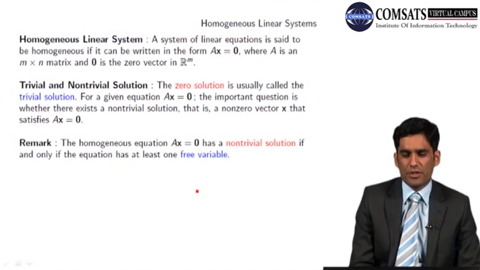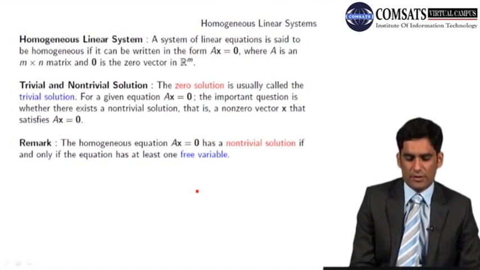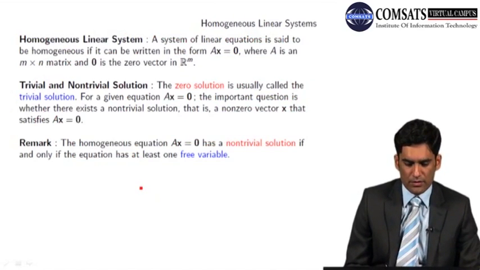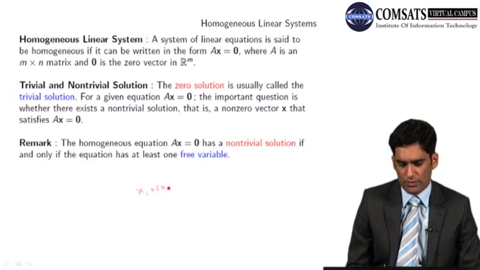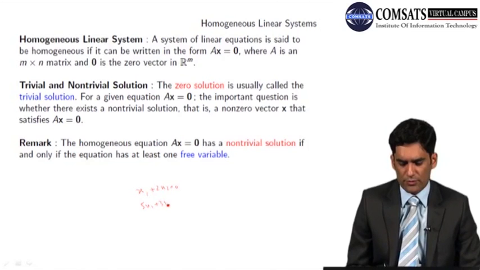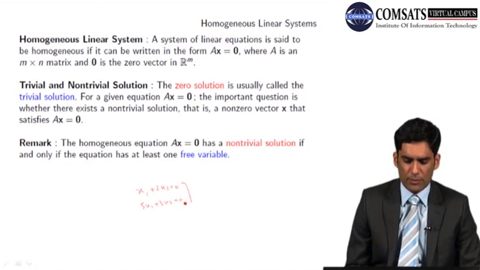In today's lecture we are going to discuss homogeneous linear system. Let me give you an example of a homogeneous linear system. x1 plus 2x2 equals 0, 5x1 plus 3x2 equals 0. This is a 2 by 2 system, and this system has a particular property that the right hand side of both equations contains 0.